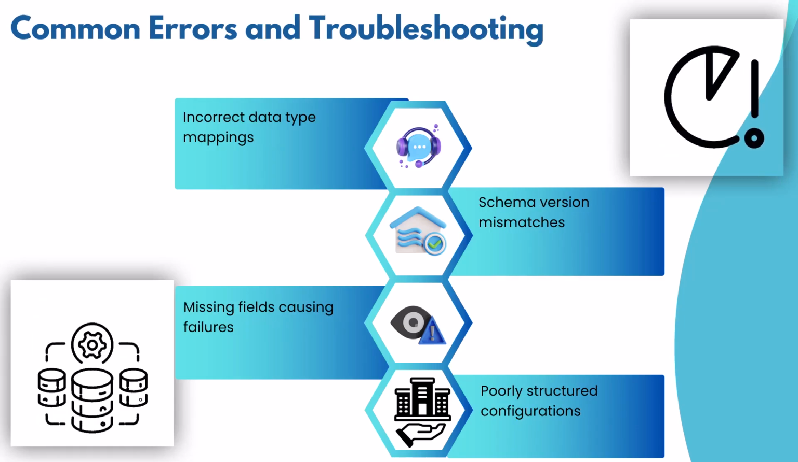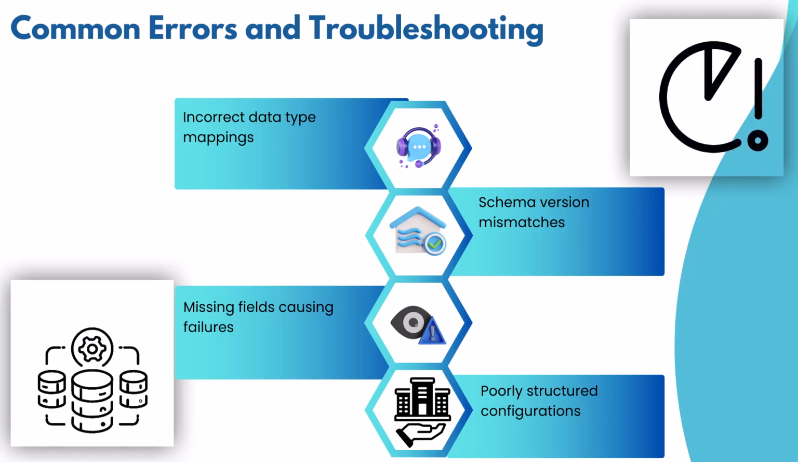Errors in schema files can feel like playing hide-and-seek with bugs, annoying but fixable. Watch for incorrect mappings, mismatched versions, and missing fields. Troubleshooting is all about detective work. A keen eye and logical thinking will save the day. Stay vigilant and don't let schema errors throw a wrench into your workflow.